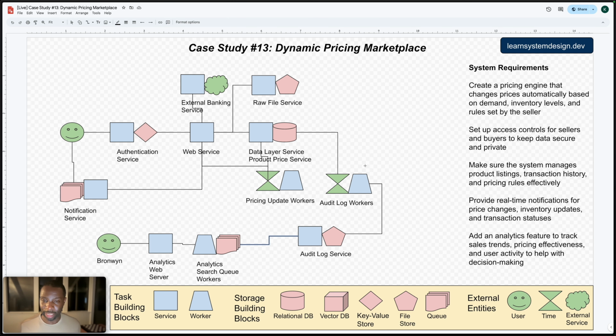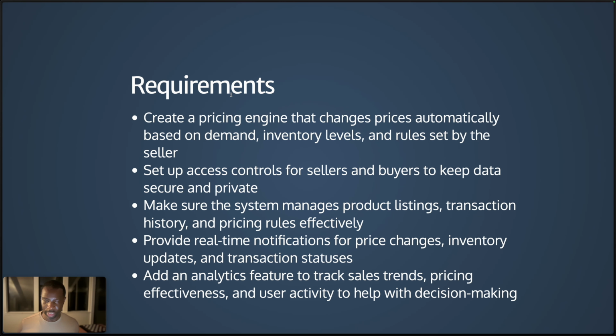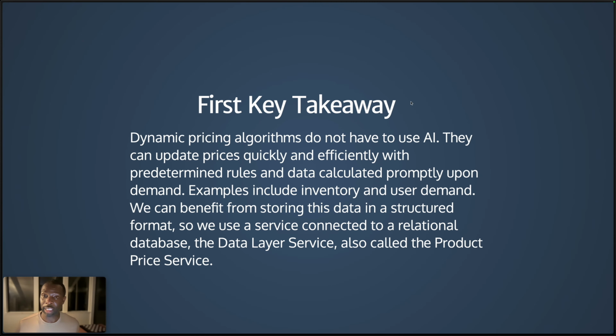All right, so that's our design. Let's go to our key takeaways. First key takeaway: dynamic pricing algorithms do not have to use AI. They can update prices quickly and efficiently with predetermined rules and data calculated promptly on demand. Examples include inventory and user demand. We can benefit from storing this data in a structured format, so we use a service connected to a relational database, the data layer service, also called the product price service.